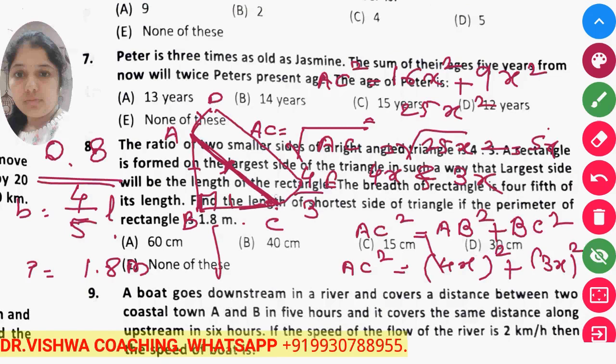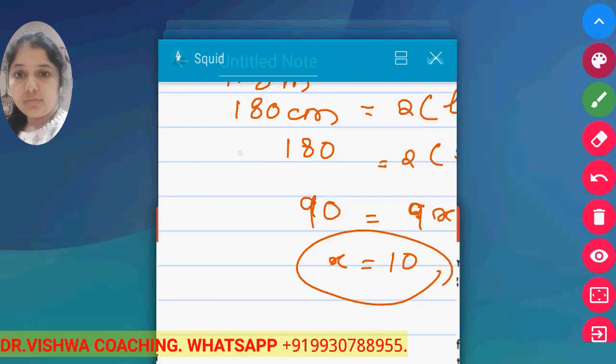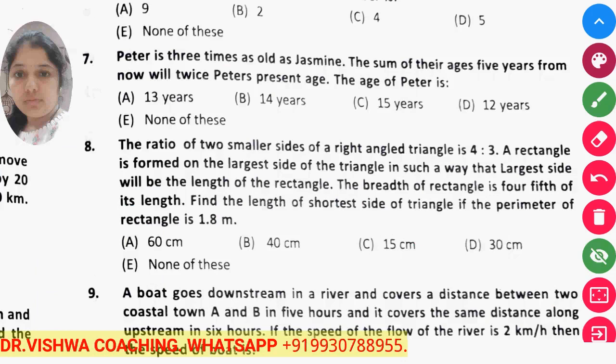See what we have done. We first drew the figure according to the given instruction. Now these two sides we got in the ratio as 4x and 3x, and we calculated the length of the greater side, which is the length of the rectangle. Now after finding the length of the rectangle, using the ratio again we found the breadth of the rectangle. Now the perimeter is known to us, so using the formula we found the value of x, and after finding the value of x we found the length of the smaller side of the triangle. Okay, understood? Now the next question.